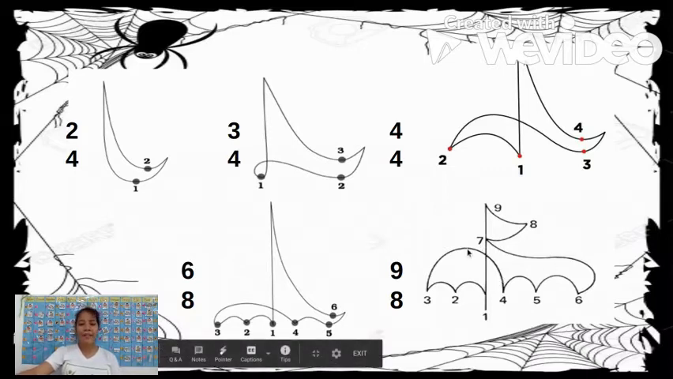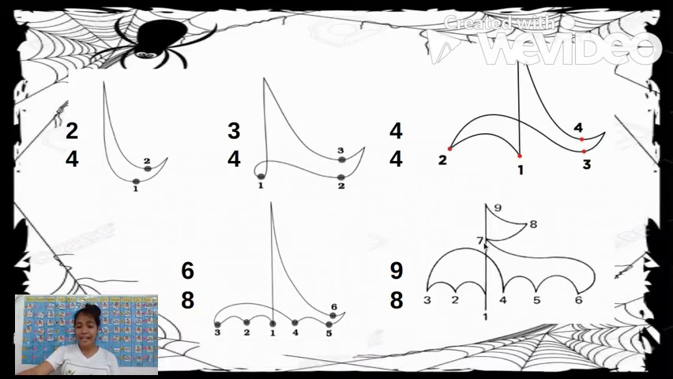Again, we have 9 beats. Okay, let's follow. 1, 2, 3, 4, 5, 6, 7, 8, 9. Again. Do it again. 1, 2, 3, 4, 5, 6, 7, 8, 9.